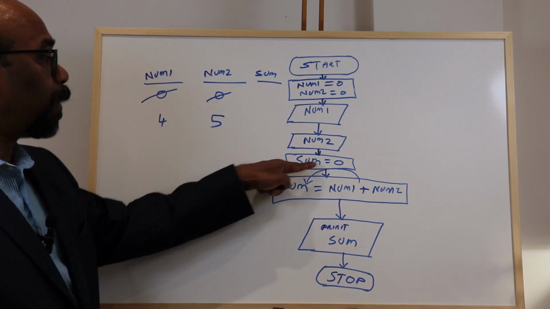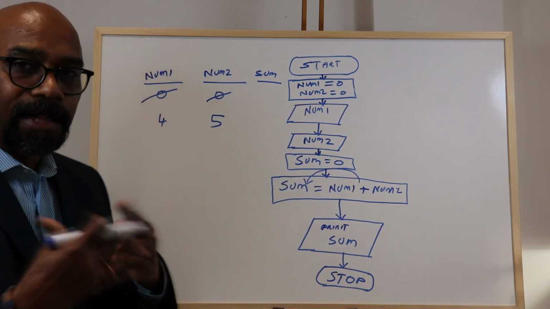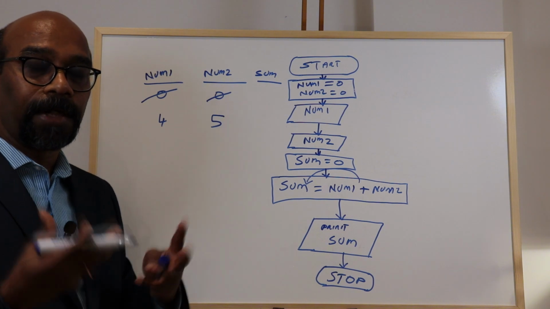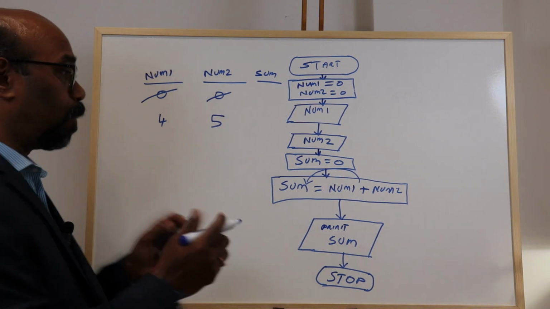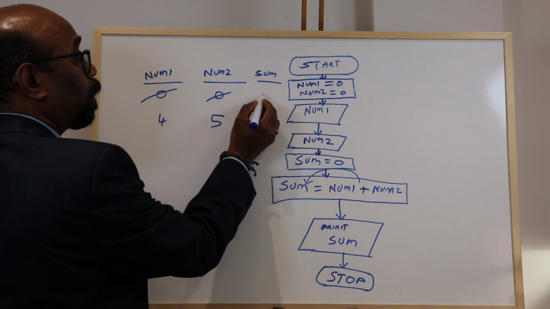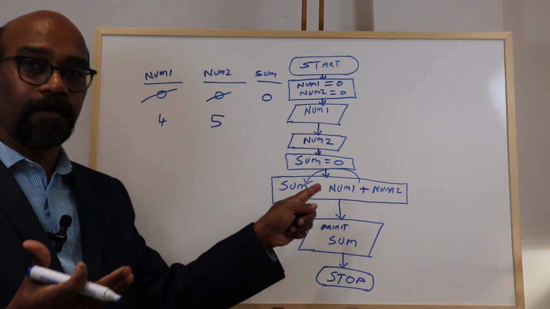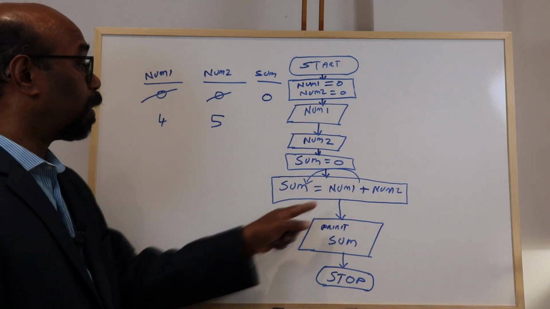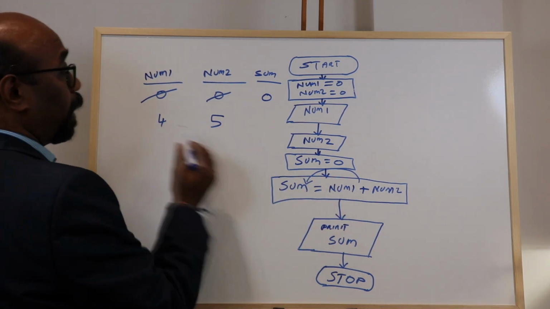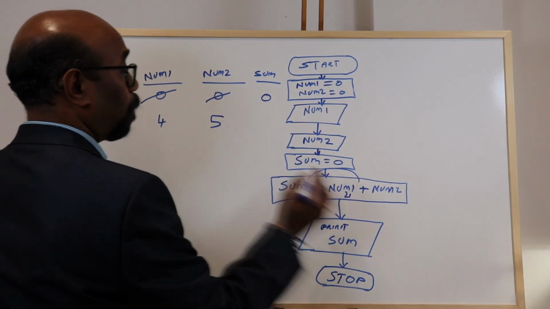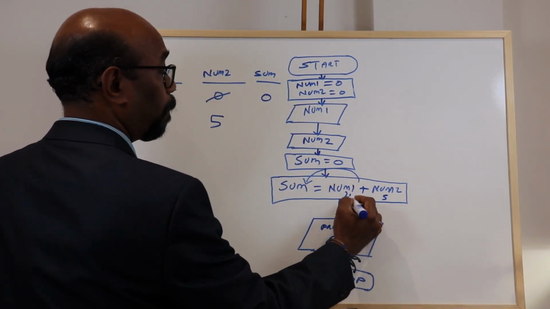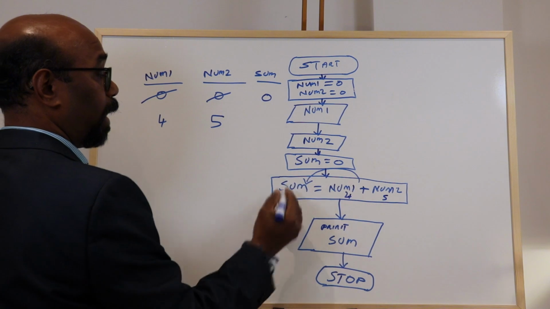Next one is sum equal to 0. It is temporary memory, so it allocates a value to that variable. When it comes to this step, sum becomes 0. Now we have initiated the value. Now the calculation. We know number 1 is 4 and number 2 is 5, so 4 plus 5 is 9.